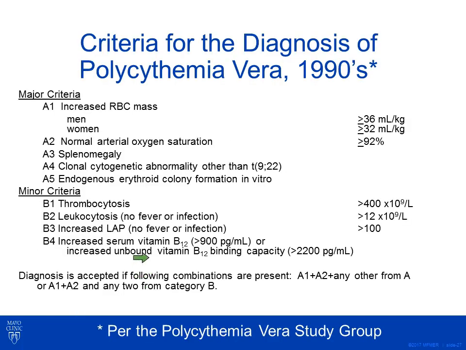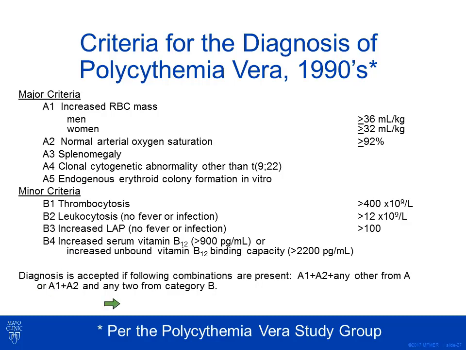I can no better illustrate the impact or importance of these JAK2 mutations on the diagnosis of polycythemia vera than to look at the criteria that are used for this diagnosis pre and post JAK2. Here's the criteria from the 1990s that was developed by the Polycythemia Vera Study Group. And you can see there are a number of criteria.